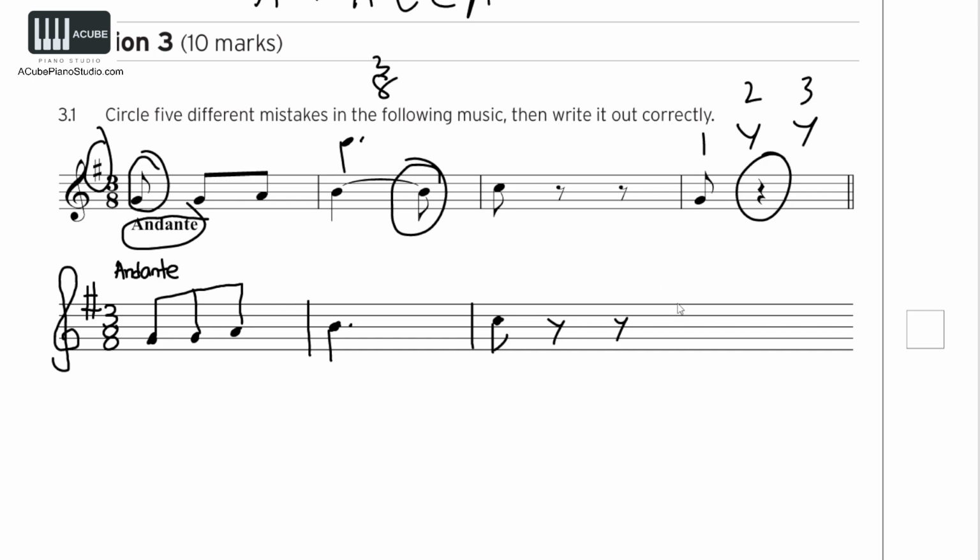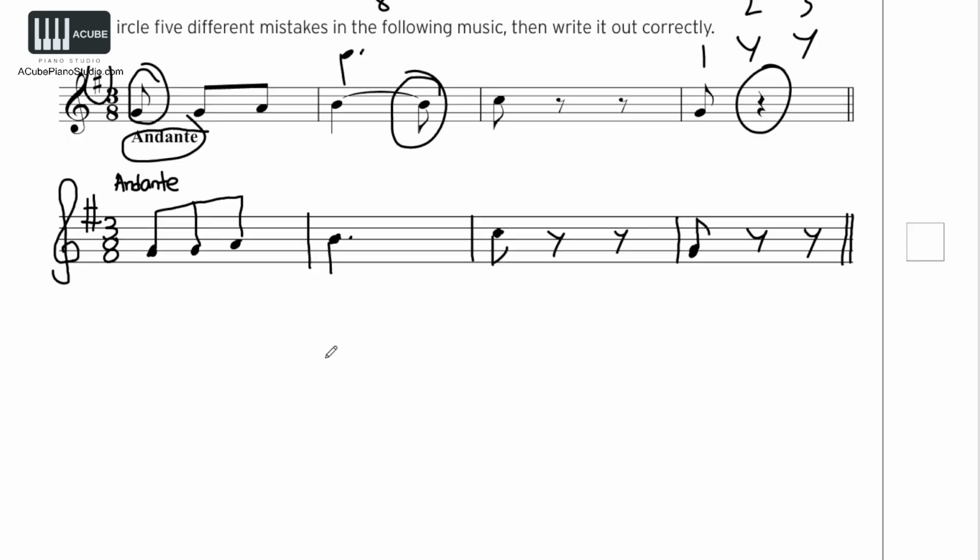Then copy this bar line again. So this is what you should do for section 3. Spot the 3 mistakes. These mistakes can be in terms of the directions where they should be placed, the grouping of the notes, the key signatures, and so on.